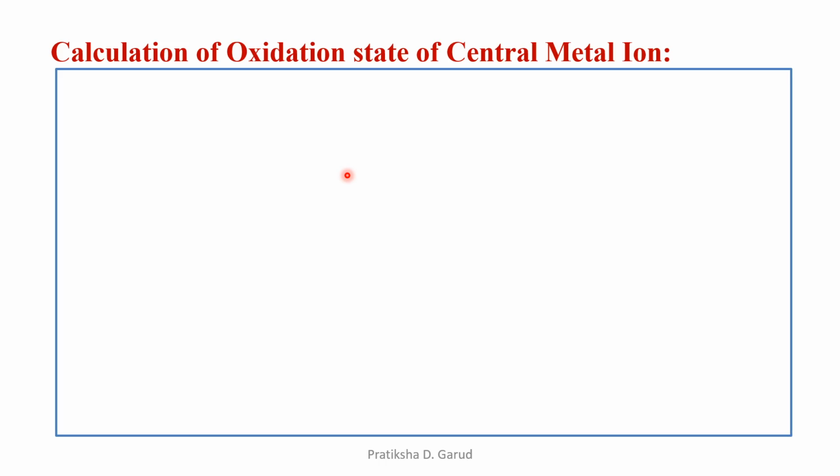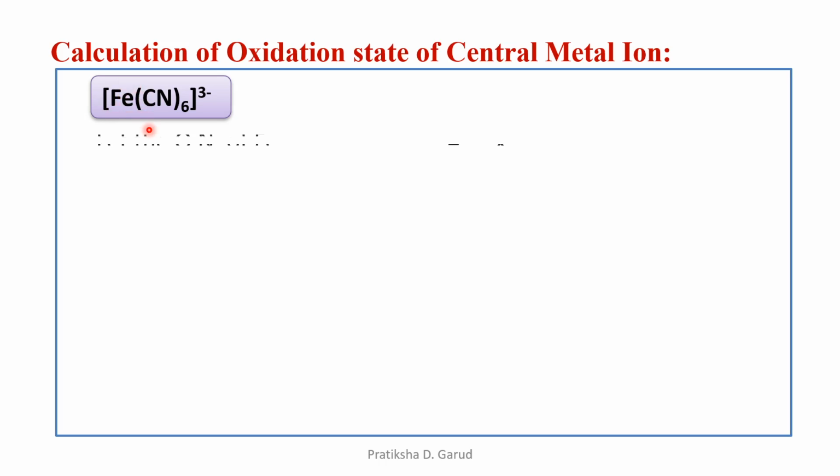By following these rules, let us move to the next point, that is the calculation of the oxidation state of the central metal ion in coordination compounds. So we have to solve some examples. The first example is [Fe(CN)6]3-. Here we have to find the oxidation state of the central metal ion. Which is the central metal ion? Fe is the central metal ion, and we have to find its oxidation number.